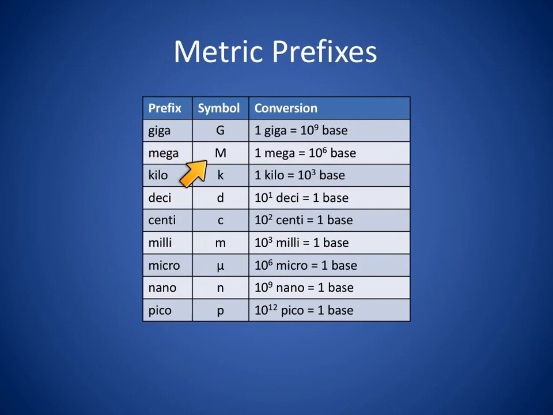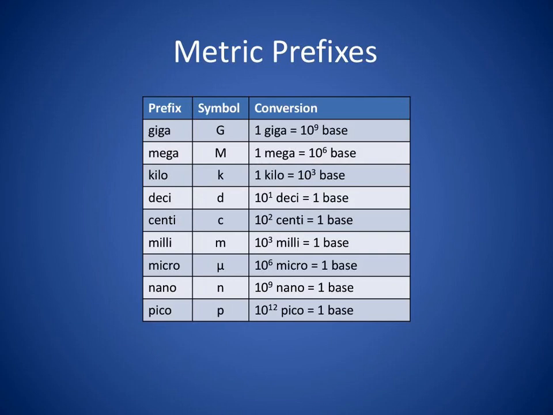Mega, capital M for the symbol, that would be equal to 1,000,000 of whatever we're talking about. So a megagram would be 1,000,000 grams. A megameter would be 1,000,000 meters, and so on and so forth. Giga, 10 to the power 9, is a billion. So we have 1,000,000,000 meters or 1,000,000,000 grams. We have a gigagram or a gigameter.